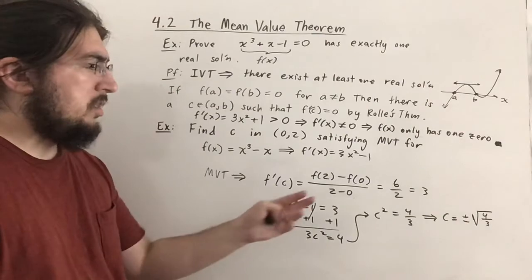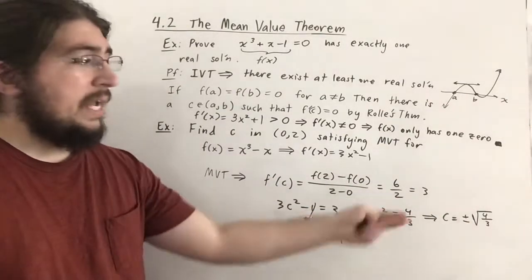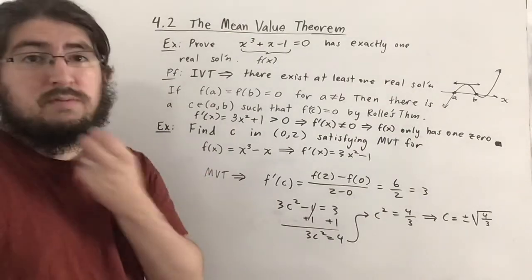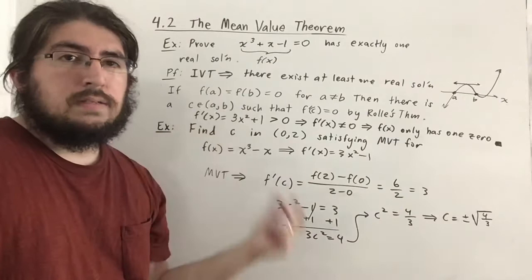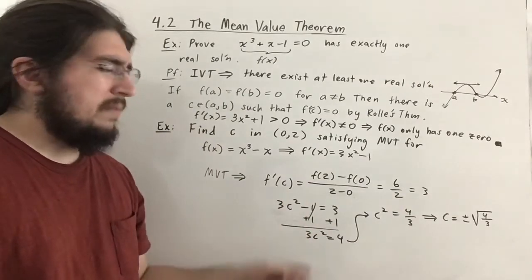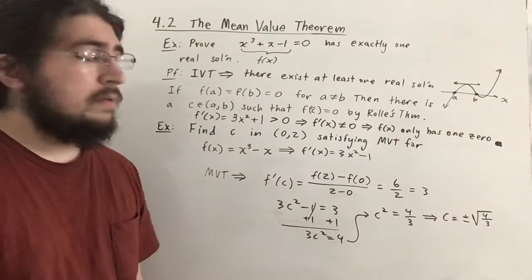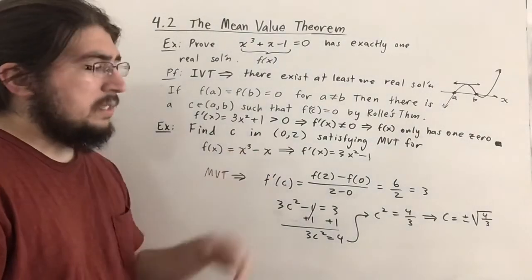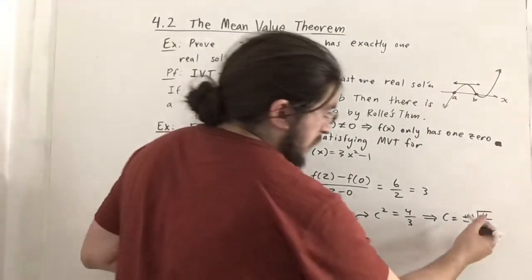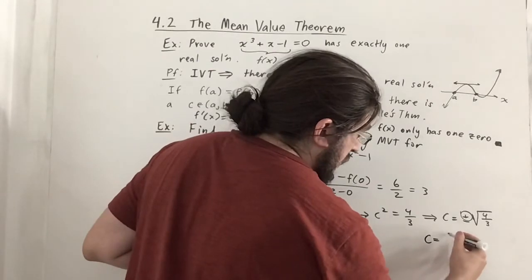But now it's up to us to check that both of these are in the interval 0 to 2. And clearly the negative one is not. Is the positive one? It better be. In fact, it totally is, because notice 4/3 is less than 2. It's 1 point something. In fact, it's 1 1/3. And the square root of something less than 2 is going to be less than 2. So this number is definitely going to be positive and less than 2. So in fact, the positive one is the one we're going for here. So the c value we really want is this.